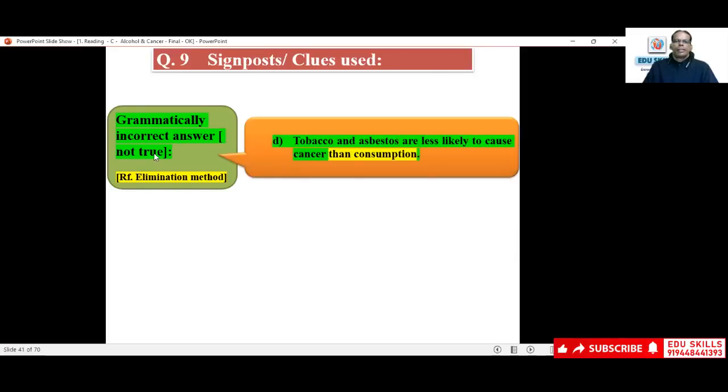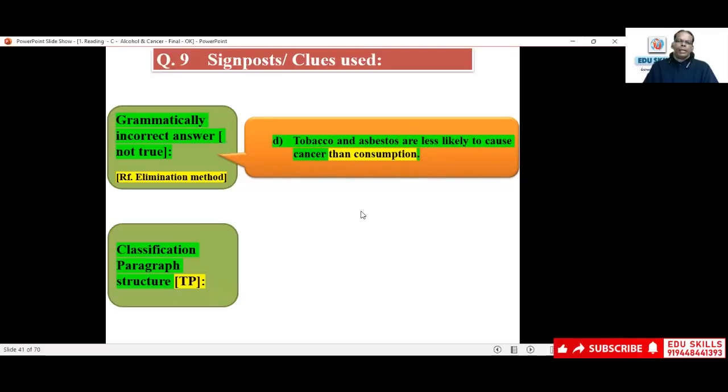Grammatically incorrect answer, not true. I told you, explained in the elimination method, tobacco and asbestos are less likely to cause cancer than consumption. This doesn't actually give meaning. So it's not a complete good sentence. So definitely that is going to be the answer when they ask which is not true.